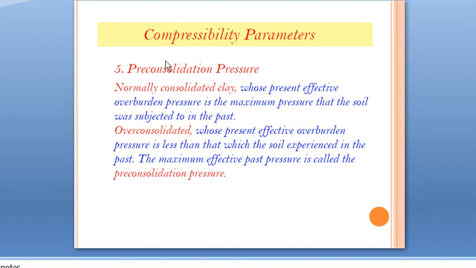So what is pre-consolidation pressure? In the case of over consolidated soil, the past effective pressure is very much higher than the present pressure, and this maximum effective past pressure is known as pre-consolidation pressure. The maximum pressure exerted on the soil in the past is known as pre-consolidation pressure. For calculating many parameters, we have to find out this pre-consolidation pressure, that is, the pressure exerted in the past. There is a method to find out this pre-consolidation pressure, which I am explaining here.